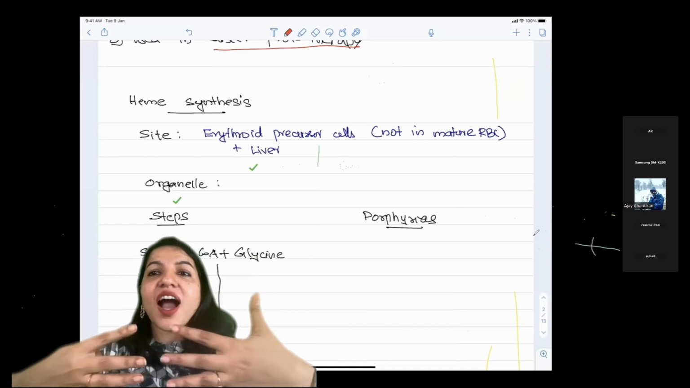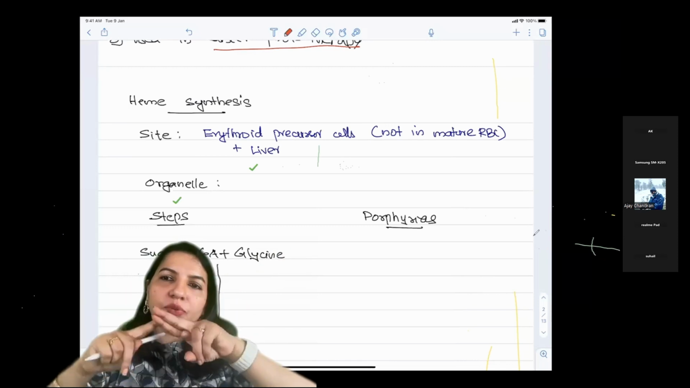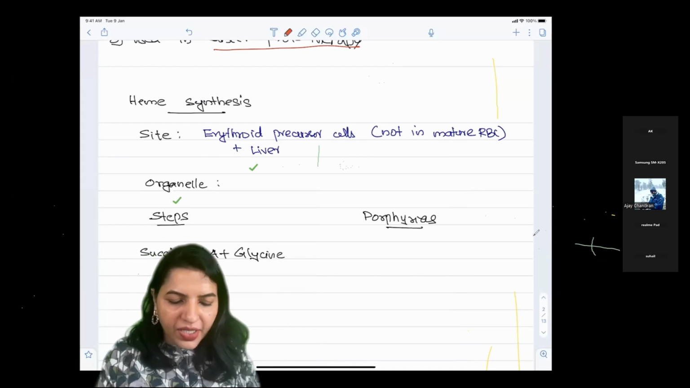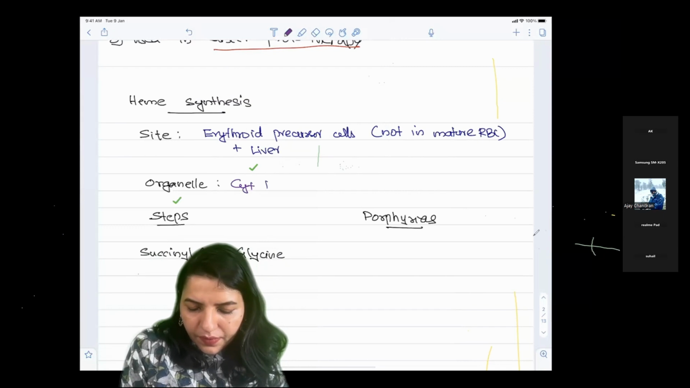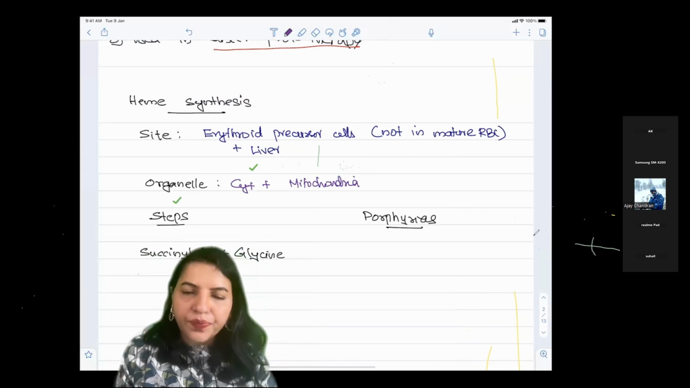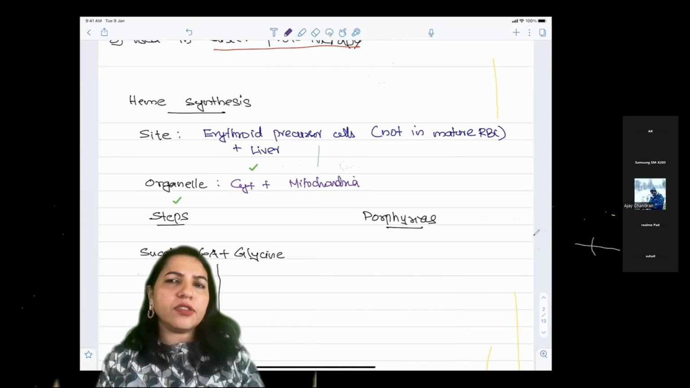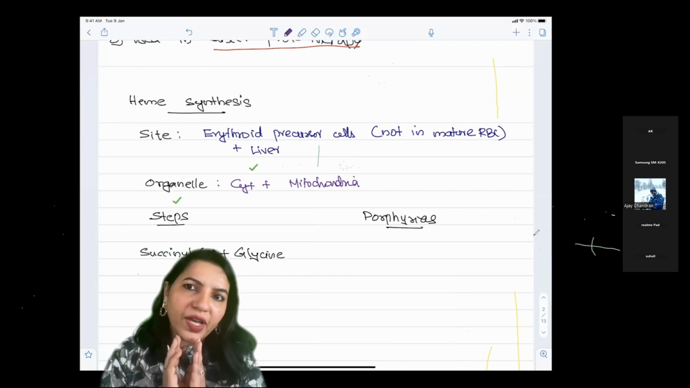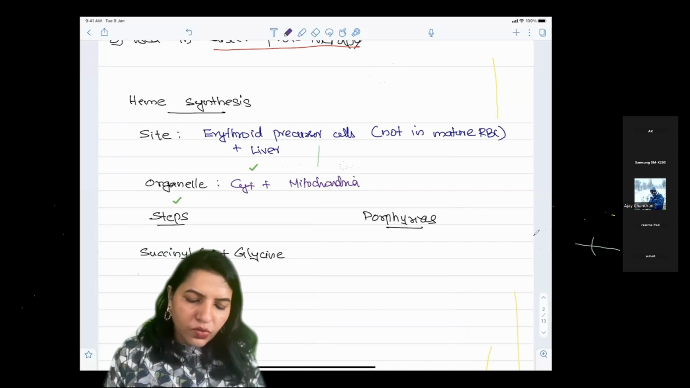Heme pathways include heme synthesis, urea cycle, and gluconeogenesis. Okay, so that is it. The organelle is cytoplasm plus mitochondria. Now we will see the steps. No need to learn this pathway. It's very lengthy. By seeing this lengthy pathway, you will be confused about how to learn all these things. No need to worry. You don't have to learn this pathway. But there are a few things that you must learn, very, very important. So we will start.